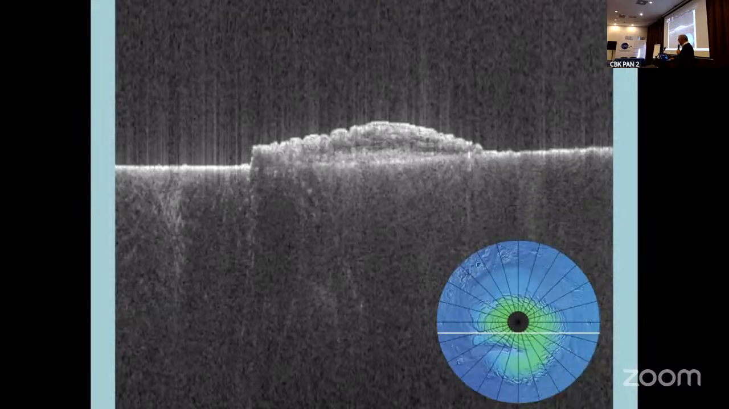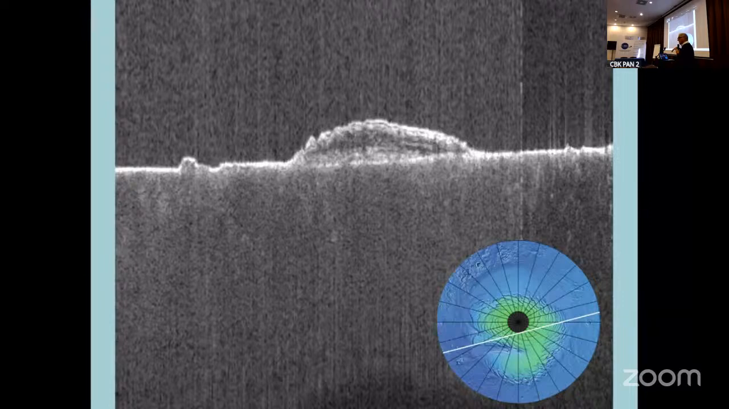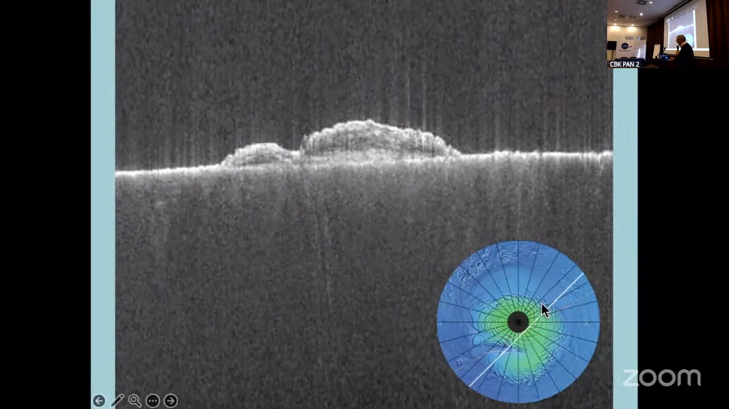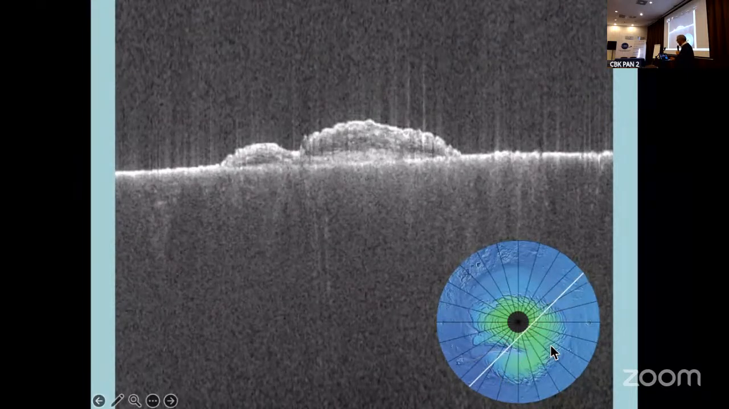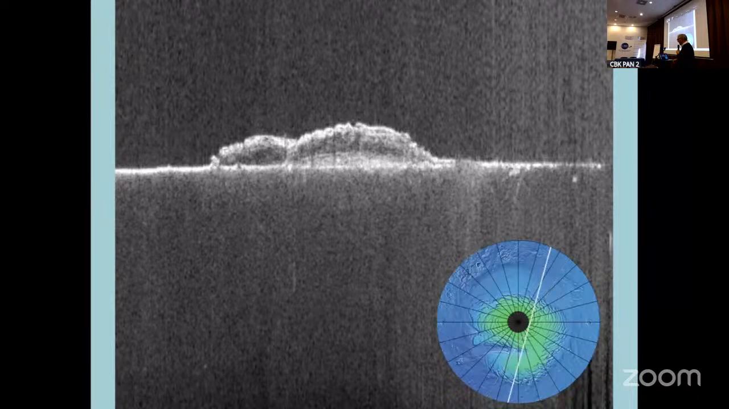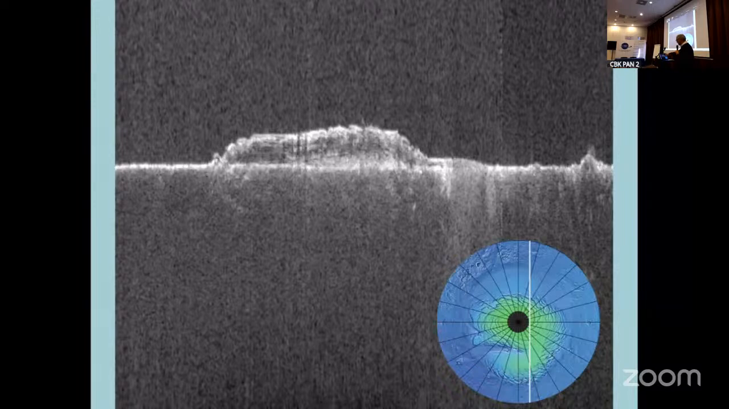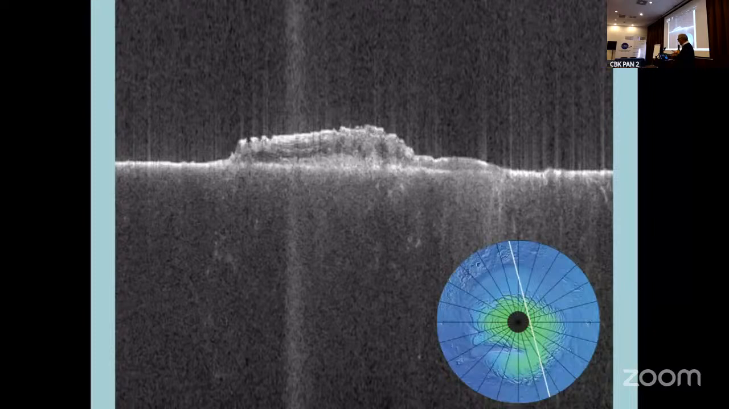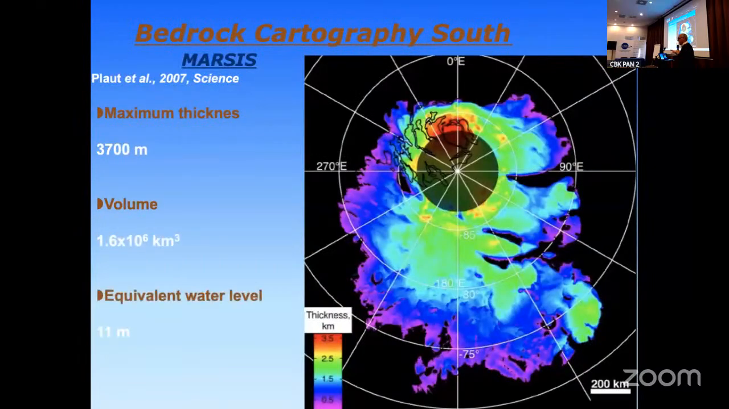Okay, here you will see we reconstruct the three-dimensional polar cap using different orbits. The white lines you can see here are the traces of the orbits on the surface, and the measurements are above. Using all this data around the polar cap, we were able to build the polar cap below the surface. You have here a maximum thickness of 3.7 kilometers.